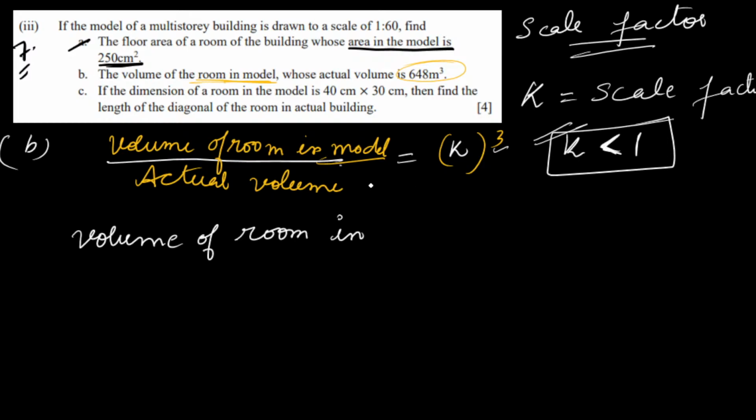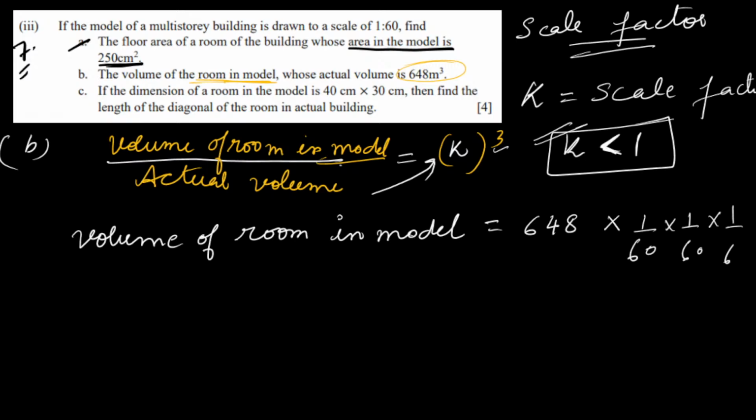That means we will keep this on this side and shift this actual volume to the other side. When actual volume is shifted to the other side, it gets multiplied with k cube. So this is 648 into k cube. K cube is what? 1 by 60 into 1 by 60 into 1 by 60. Yes, so if we divide, what we will get? 648 by, it is in meter cube.